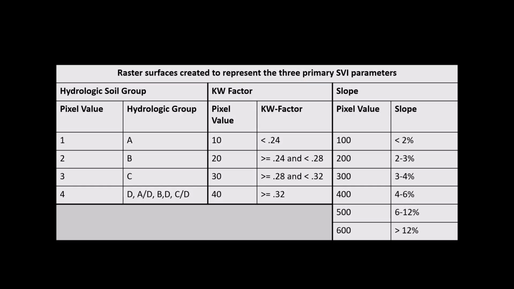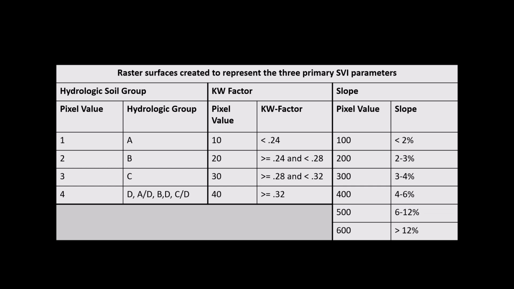3 raster surfaces of horizontal resolution equal to the input DEM are first created, with pixel values representing SVI thresholds for hydrologic group, KW factor, and slope. A lookup on the gSSURGO raster is performed to create the hydrologic group and KW factor rasters, while a reclassification of slope values, derived from a high-resolution DEM, is performed to create the slope raster.